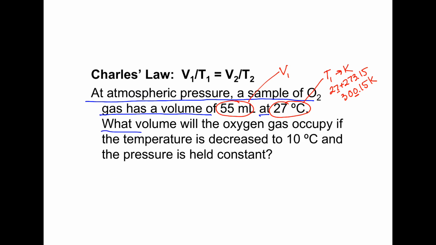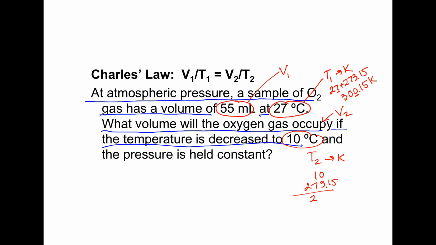What volume will the oxygen gas occupy? So it looks like I'm trying to find volume if the temperature is decreased to 10 degrees. So again, this is a temperature, it's my temperature 2, but I need to convert it to Kelvin. So when I take that 10 and I add 273.15, I get 283.15. This is only accurate to the tens place, so I'm going to mark my temperature there to the tens place.